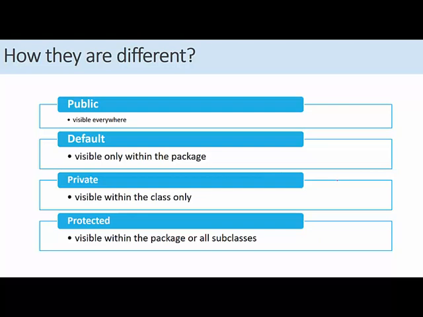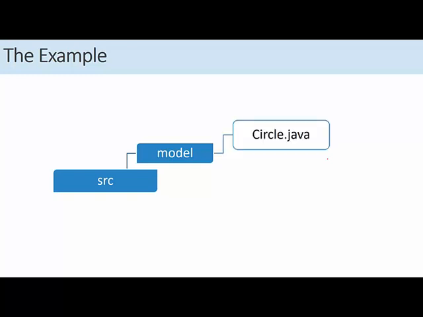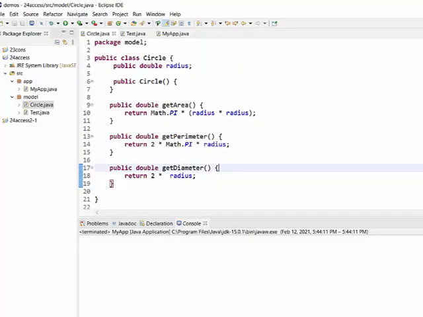Let's look at the example we are using in this project. First, we have the src folder, from which we have the model package, in which we have the circle.java class and test.java. Another package is called app, in which we have the myapp.java. Let us see the code. Here is our class, the circle class, in the model package, in which we have a default constructor that takes no parameters. All the methods are public. Most importantly, the radius property is also public.